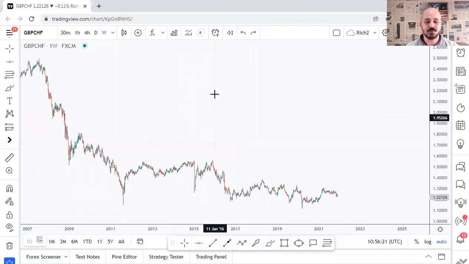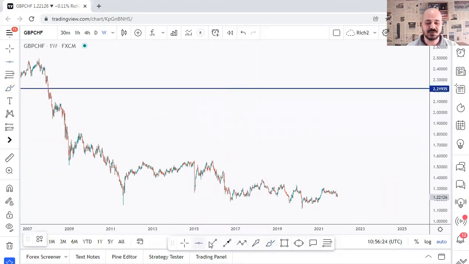The first step is we draw horizontal support and resistance, then we draw our non-horizontal ones. Last but not least, we go for supply and demand zones. So let's start by support and resistance.